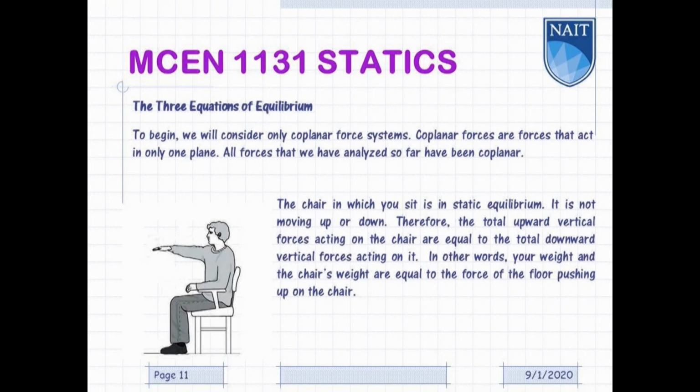The three equations of equilibrium. To begin, we will consider only coplanar force systems. Recall that coplanar forces are forces that act in only one plane. All of the forces that we have analyzed so far have been coplanar. The chair in which you sit is in static equilibrium. It is not moving up or down. Therefore, the total upward vertical forces acting on the chair are equal to the total downward vertical forces acting upon it. In other words, your weight and the chair's weight are equal to the force of the floor pushing up on the chair.